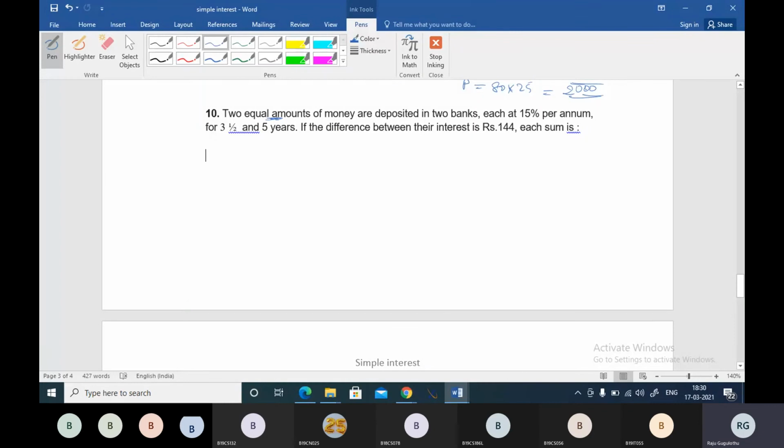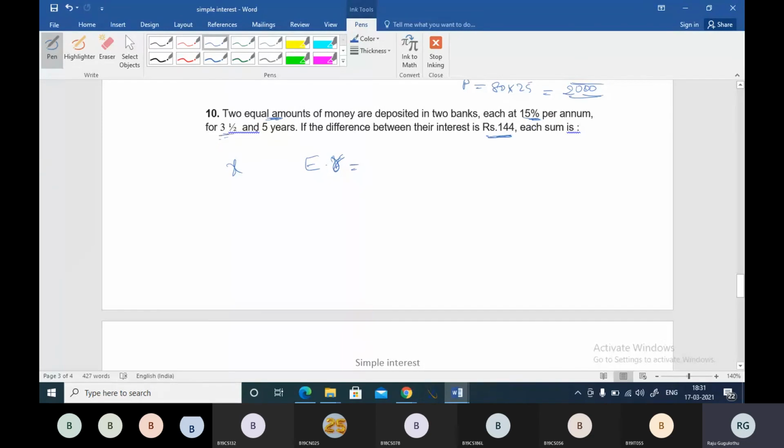When an equal amount is deposited at 15% per annum, one for 3.5 years and another for 5 years, the difference between their interest comes from the difference in the effective rate. So let me find the effective rate of interest here.